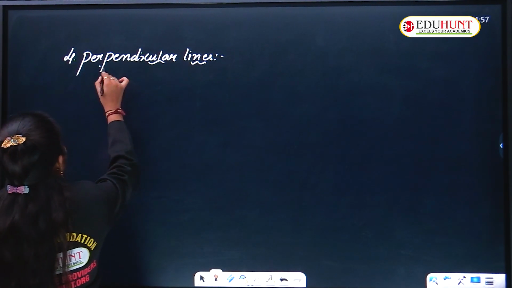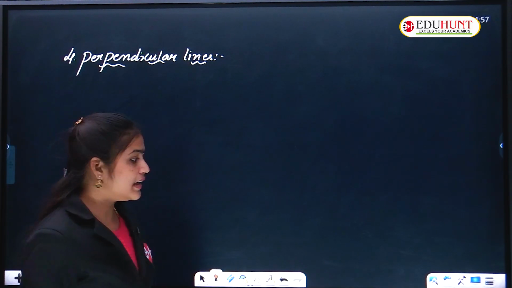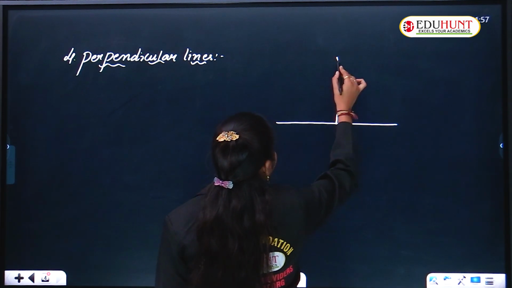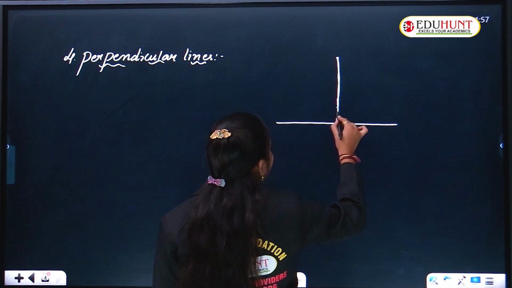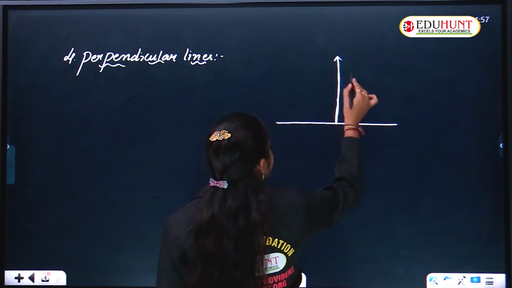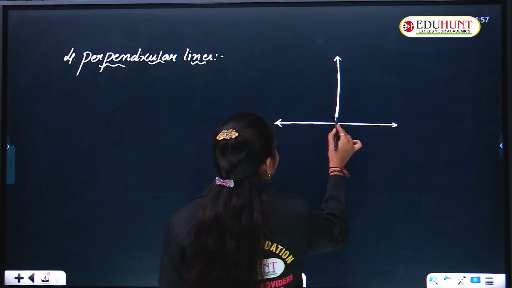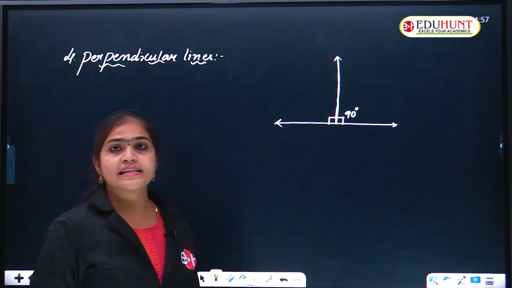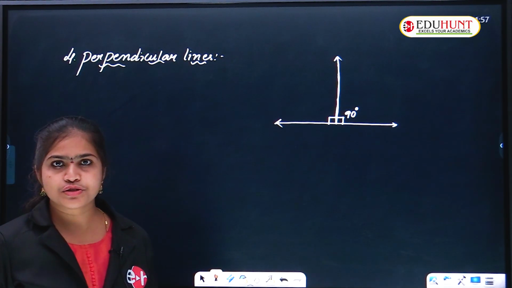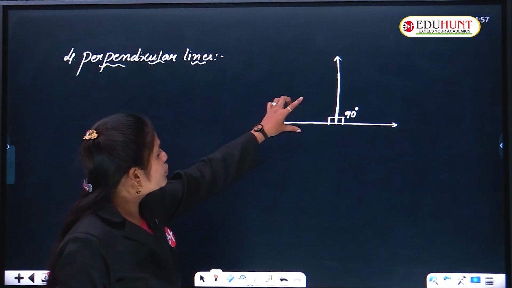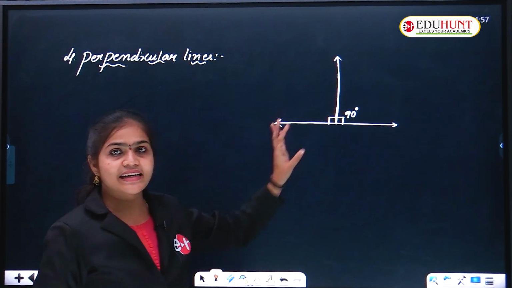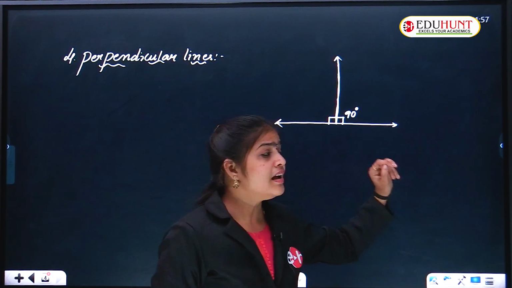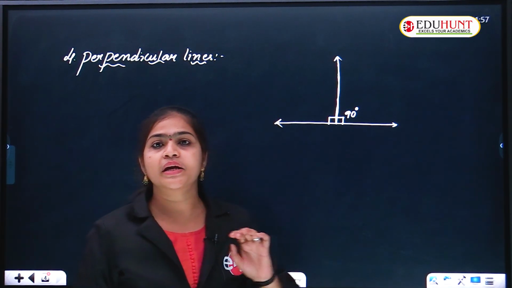Perpendicular lines. Perpendicular lines means two lines intersect at a 90 degrees angle. If one line intersects another line at 90 degrees, then we will call those two lines perpendicular lines. Understood? If two lines intersect at a 90 degrees angle, then those two lines are said to be perpendicular.